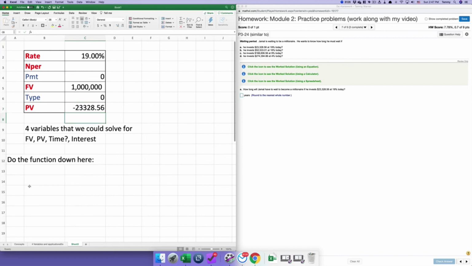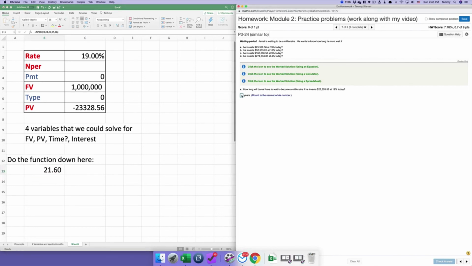Now, again, Excel has a function for number of periods. Our rate, and payment is 0. Present value is what they want next, and future value and type. And for whatever reason, it gave me percentages, which I don't want. 21.6 years. And we are looking for a whole number here, so let's see if we get that one right.